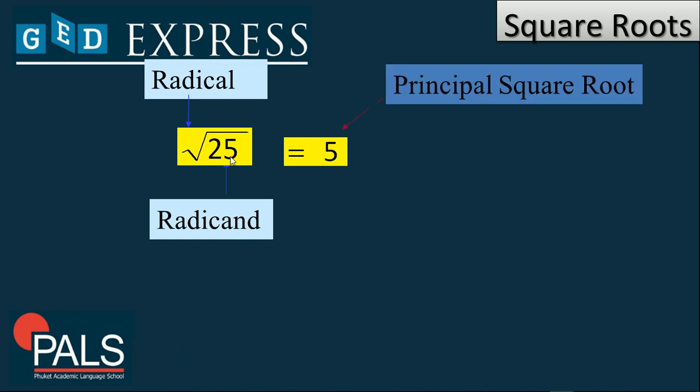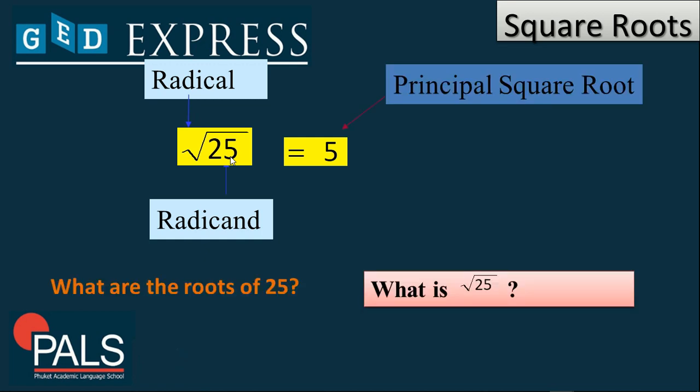So this is a principal square root. And what are the roots of 25? That would be positive 5 or negative 5, because positive 5 multiplied by positive 5 will give you 25, and negative 5 times negative 5 will still give you 25.